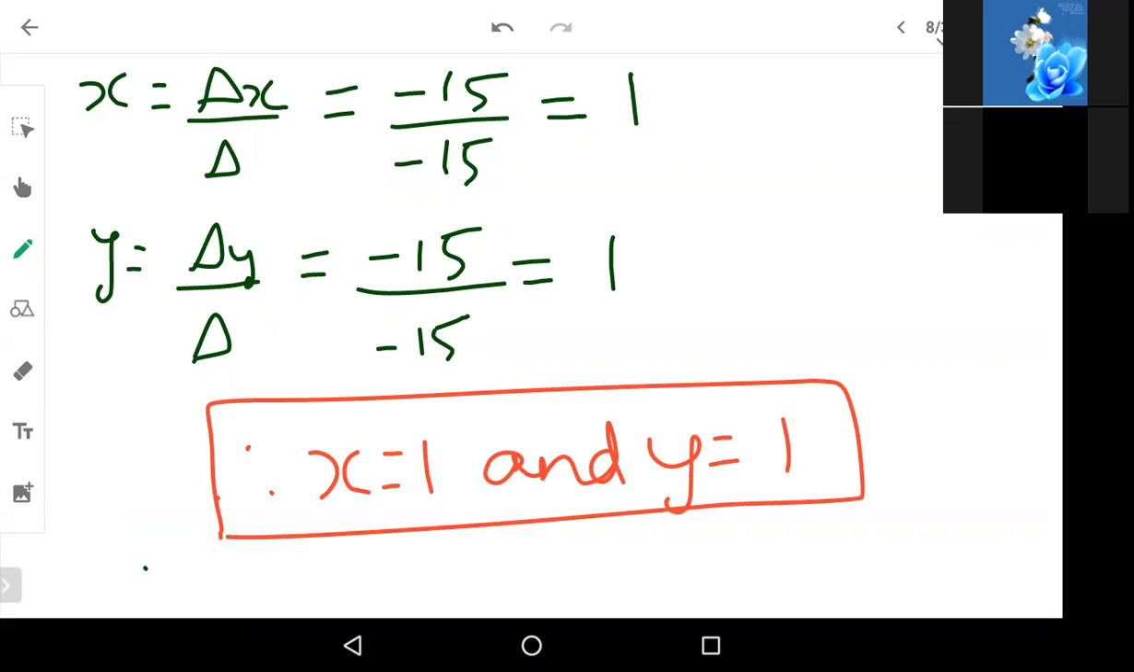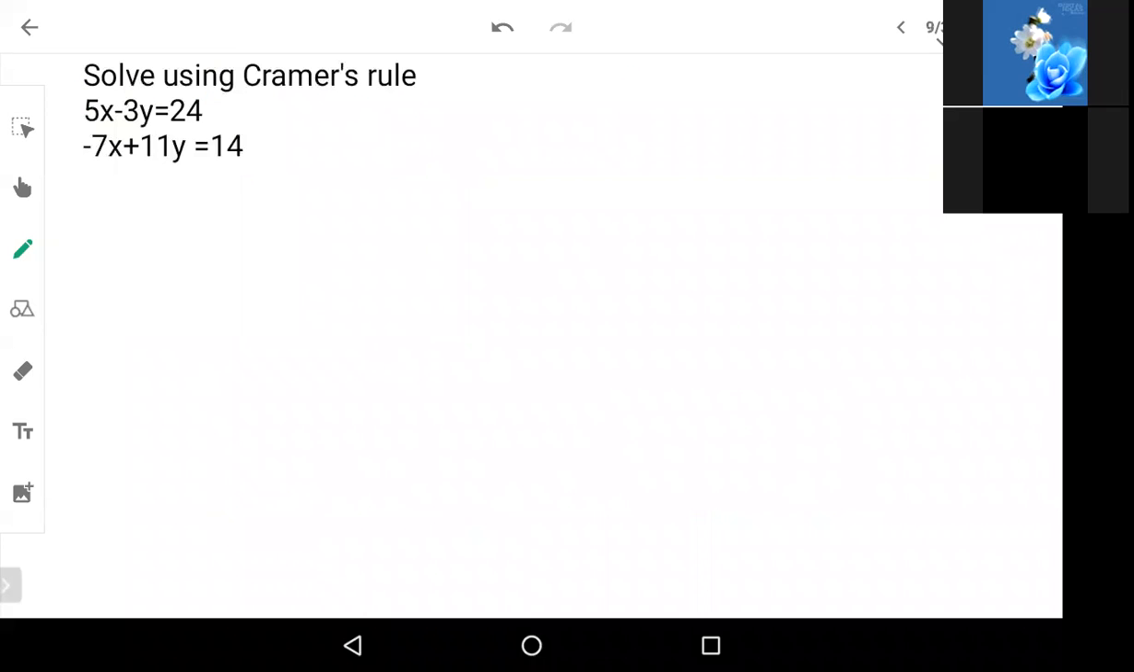So this is known as Cramer's rule. Understood? Any doubts? Good. Now let us solve the next problem. Yeah, x is equal to 1, y is equal to 1. Now let us solve the next problem.